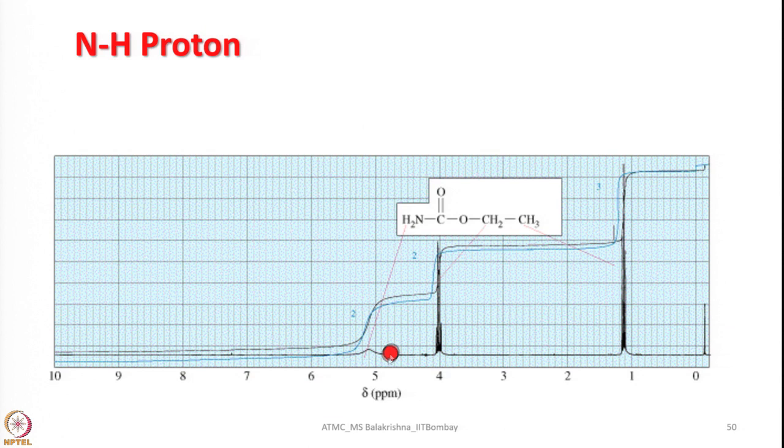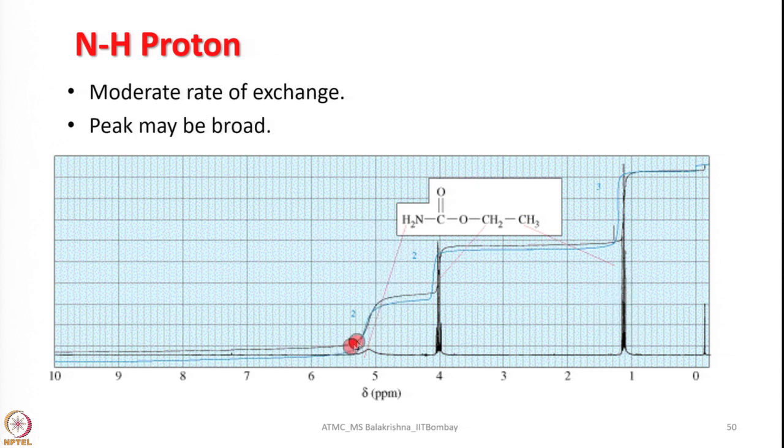And the OH proton, again, would be very broad here for the same reason, because of rapid exchange, and it will not show any coupling to any other protons present on carbon. But these two will split each other. So this will be giving a quartet and this will be giving a triplet here. So, moderate rate of exchange and the peak may be very broad.